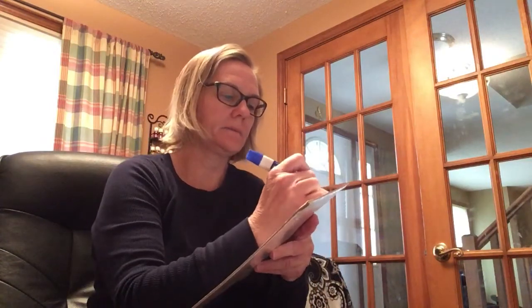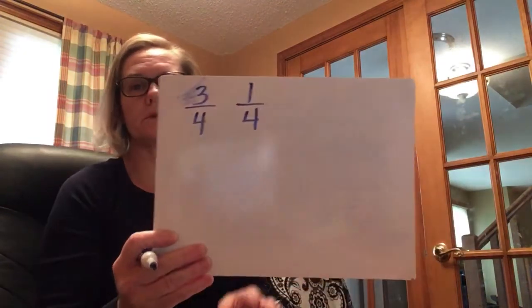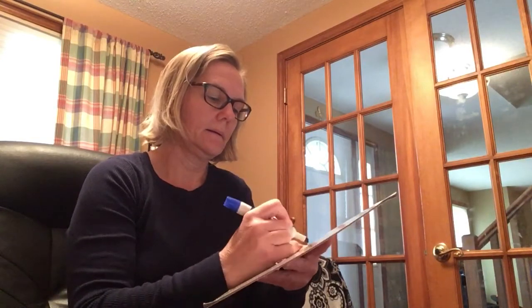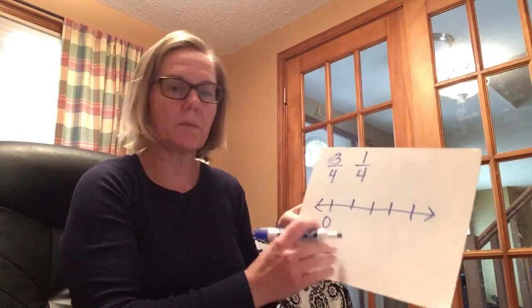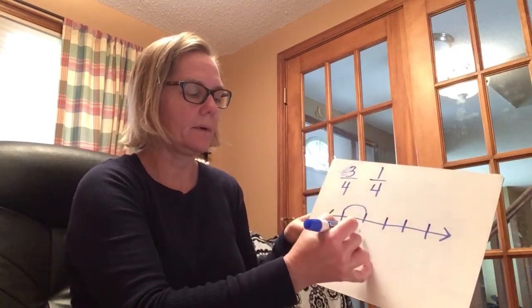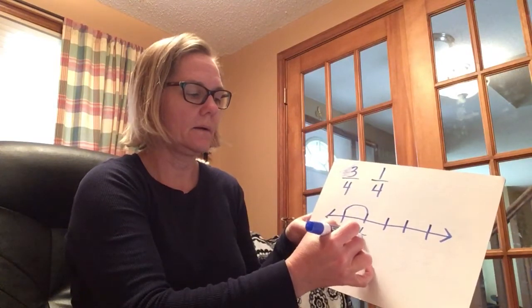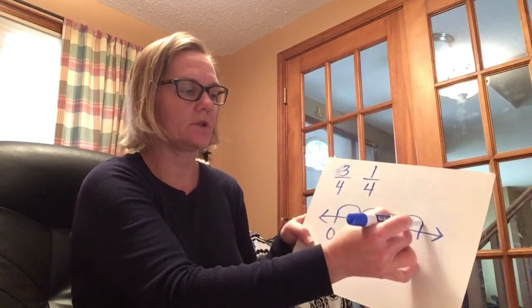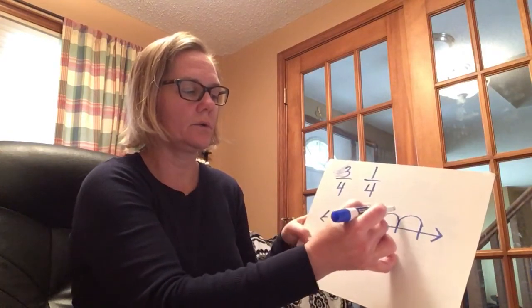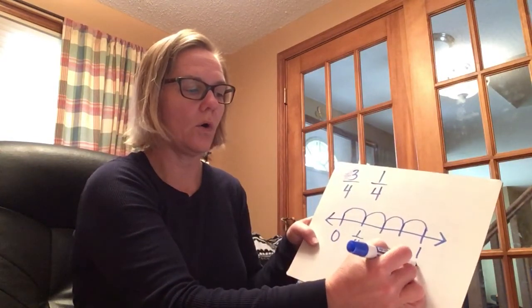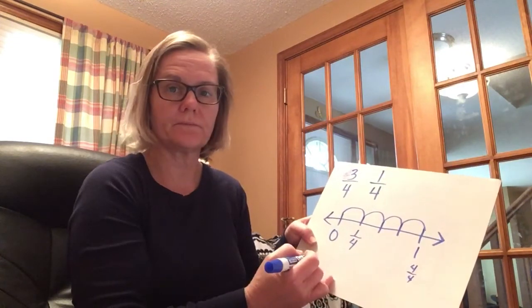So let's say we had 3/4, and we want to know which one's greater, 3/4 or 1/4. We're going to draw a number line. Remember, we start at the 0, we hop. This would be 1/4. We want to make sure that there's 4: 1, 2, 3, 4. This would be our whole, which is 4/4.